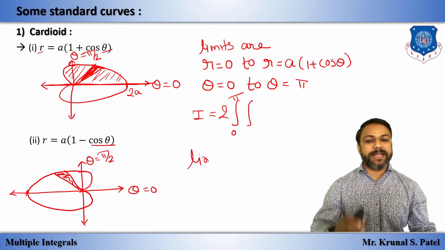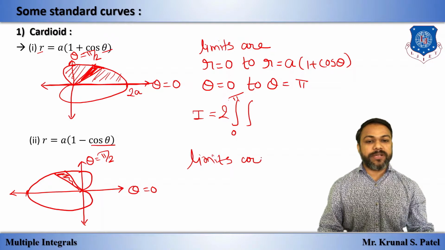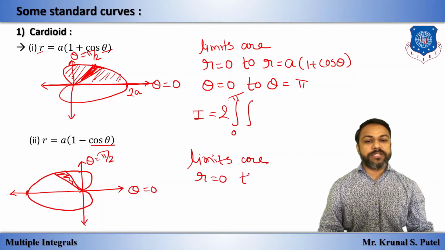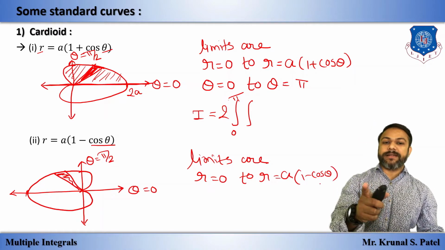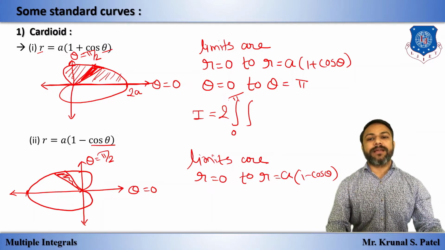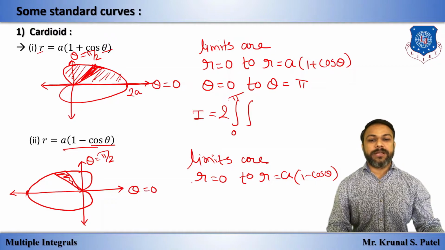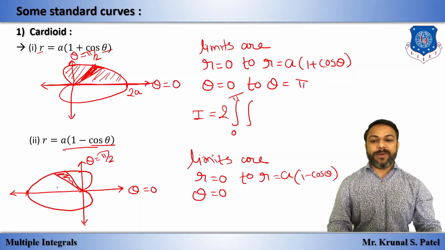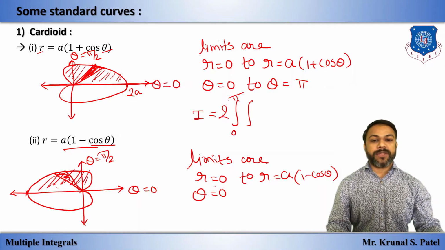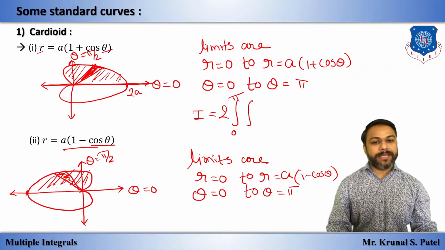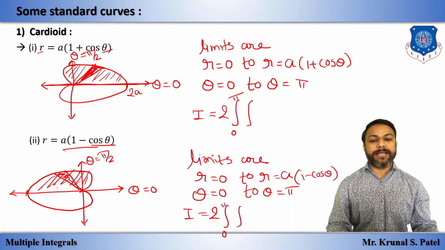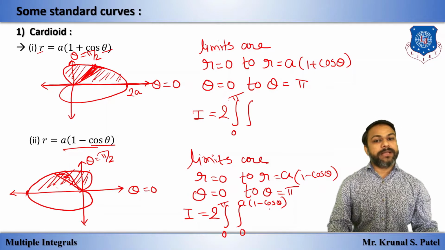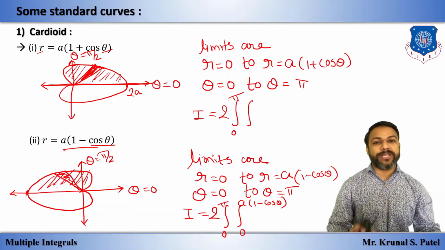And the slip is, as I told, from 0 to the curve, nothing else. So the limits are the same. Only the change will be here: r equal to 0 to r equal to a(1 minus cos theta), because 1 minus cos theta is given in our equation. And theta, as I told, is symmetric about the initial line, so we can take 0 to theta equal to pi, and we can multiply it by 2, 0 to pi, and r is 0 to a(1 minus cos theta). Okay, so this is the limit which never changes.